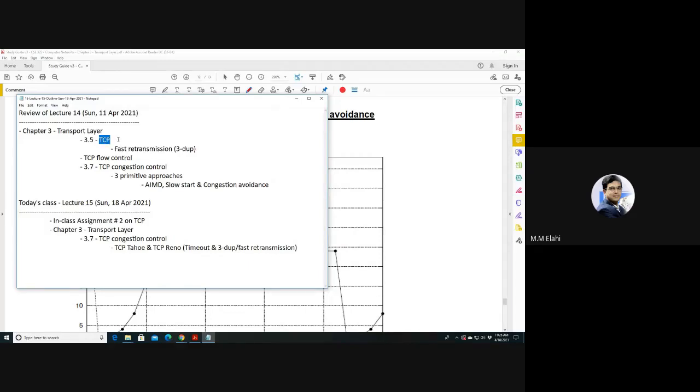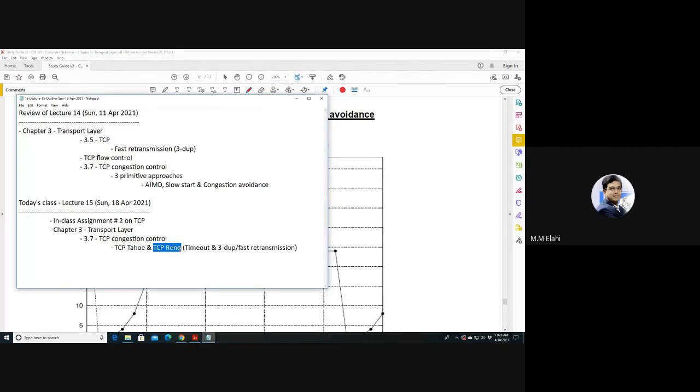There are many variations. Some of those variations support fast retransmission. Some of those do not. For example, in our textbook, we have 2 versions. One is TCP Tahoe, one is TCP Reno. These are simply variations of TCP, like Windows 8, Windows 10, variations of Windows. Keep in mind, TCP Tahoe will not support fast retransmission. TCP Reno supports fast retransmission.